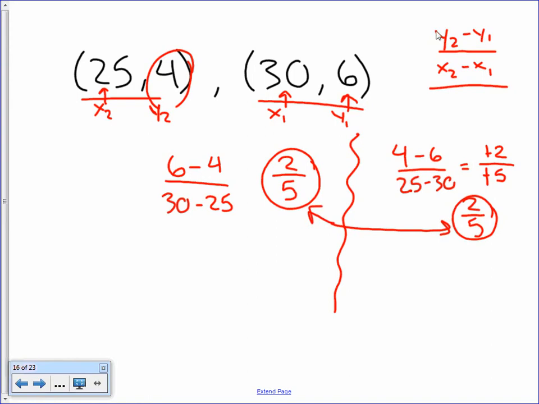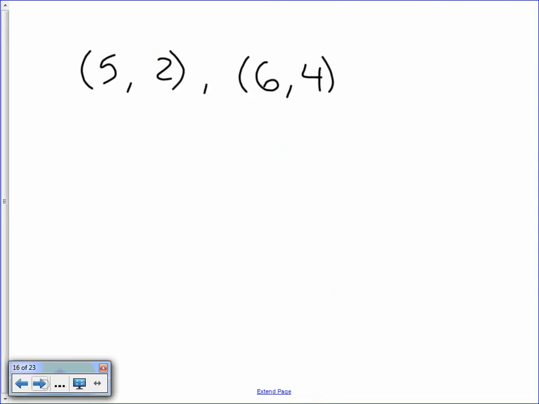But what I don't want you to do, so here's not what you're going to do. You're not going to do this. So don't label this one x1, x2. We don't want to do that. It's got to be x2, y2, or x1, y1. Just like that. So let's take a look at a few more examples.